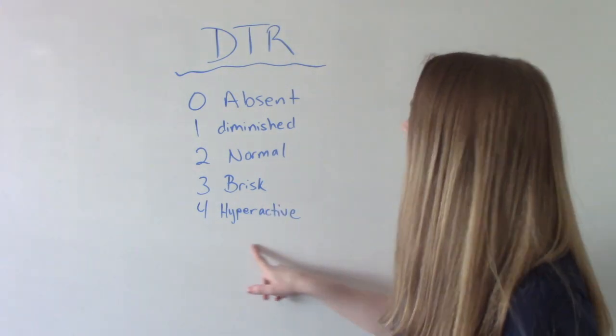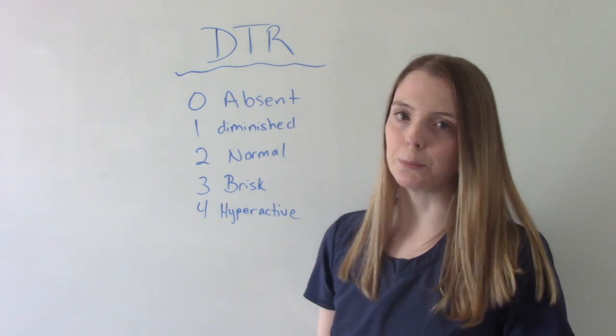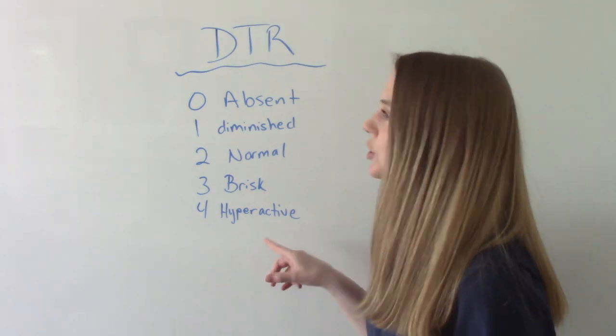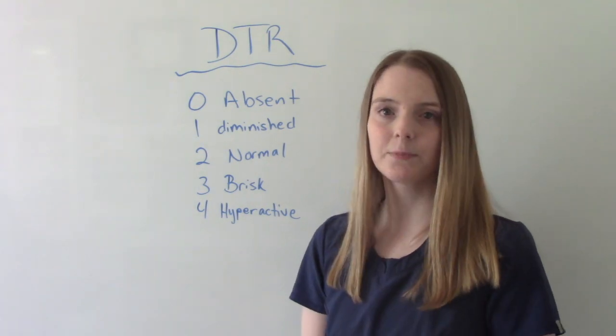And then 4 is hyperactive, very brisk. So this would not be normal. This would be very unusual and usually indicative of an illness.